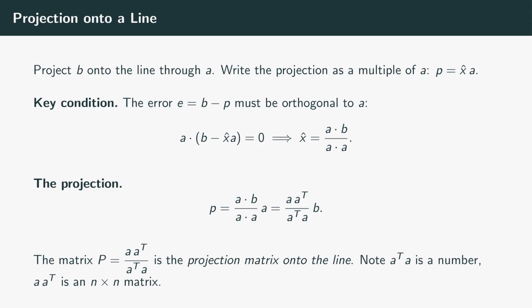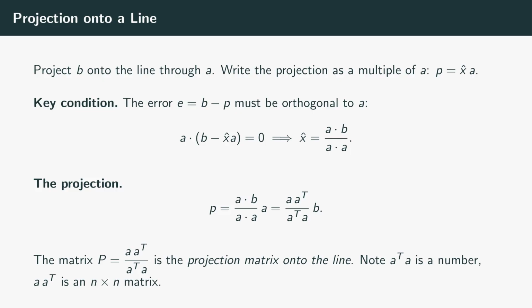Let's do the simplest case completely, projecting a vector b onto a line, the line spanned by a single vector A. The projection must lie on that line, so it's some scalar multiple of A, call the scalar x hat. Now here is the idea that powers everything: choose x hat so that the error, b minus the projection, is perpendicular to A. Set the dot product of A with that error to 0, expand it, and out drops x hat equals a dot b over a dot a. So the projection of b onto the line is a dot b over a dot a times A.